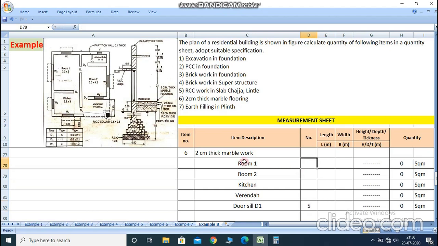Now in the room size, for room 1, only a single room is provided, so write here number 1. Then the length of the room is 3.2 and the width is 5, so write here 3.2 and 5. Then for room 2, 3.5 by 4.2, only a single room is given. Same for the kitchen, only a single kitchen, 3.8 by 3, so write here 1, 3.8 and 3.